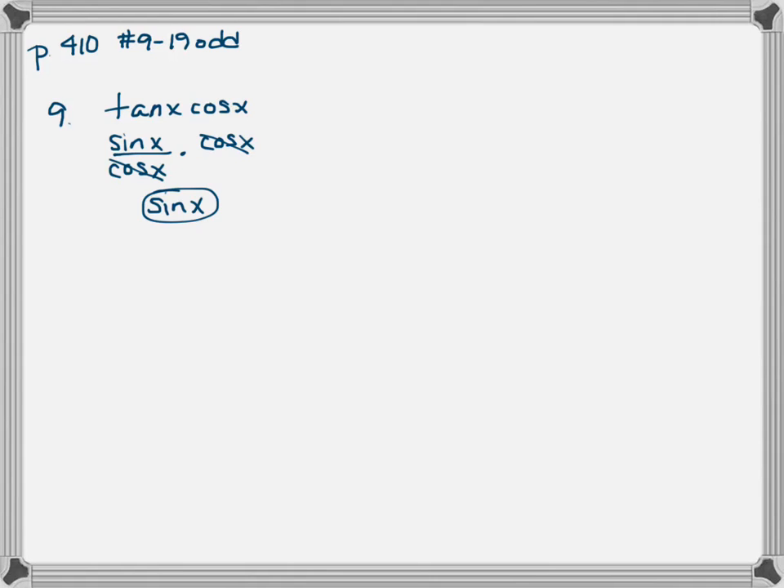Let's take a look at question number 11. And in question number 11 we see a couple things here. We see secant y, which is a reciprocal identity. And we see the sine of pi over 2 minus y, which is a cofunction identity. So as I maneuver things around, I'm going to start with the equivalency: sine of pi over 2 minus y is equal to cosine y.